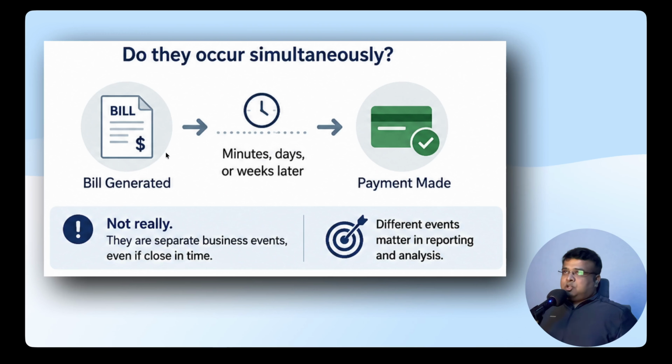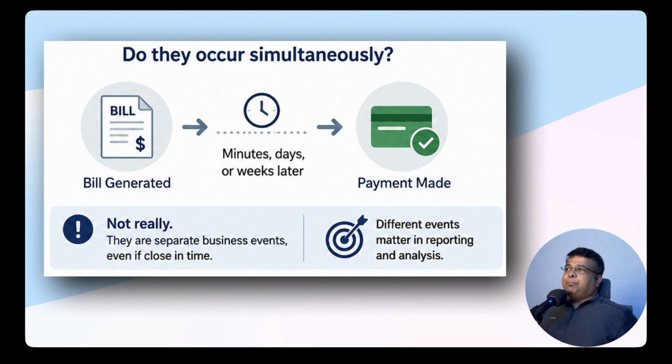Now let us check rule number 2 first, that is, do they occur simultaneously? Well, not really, because a bill needs to be generated first and the payment happens later, maybe after a few weeks, or maybe some days, or even maybe 5 minutes later, but they are still separate business events, and that difference matters a lot. If we force both of these facts into the same fact table, reporting becomes unnecessarily complicated. We may need SQL workarounds or special joins to avoid duplicated rows or misleading calculations.